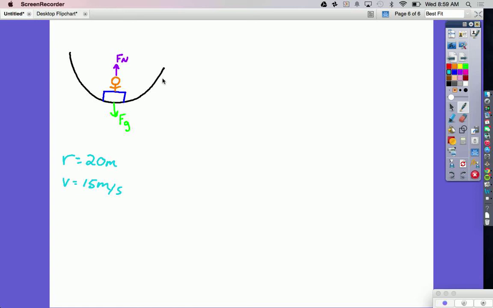The question is, how many G-forces are you feeling if the radius of this circular part of the valley is 20 meters, and you're doing 15 meters per second at that point? How many G-forces are you feeling?